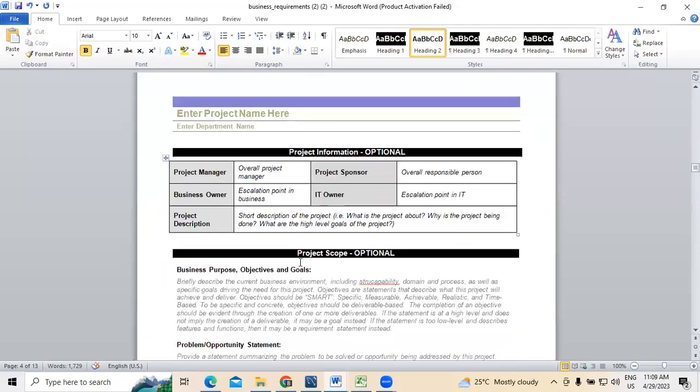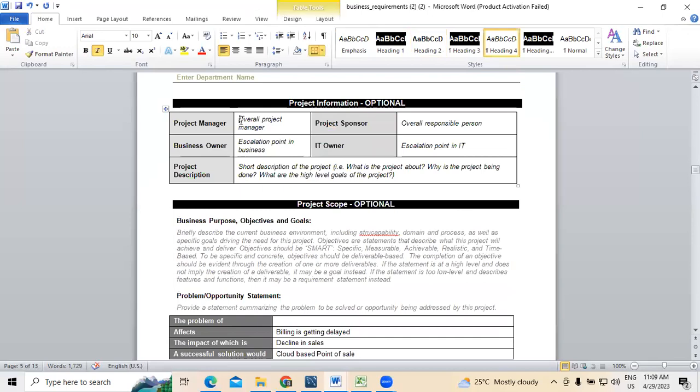After that, here we need to write down the project manager name, right? The name of the project manager who is managing this project, and who is sponsoring the project. Because for every project, there will be a sponsor who has invested some X amount of money. So project sponsor details have to be mentioned equally. At the same time, the business owner, followed by the IT owner, has to be mentioned. Apart from that, here we need to write down the description of the project, what exactly this project is all about and what the high level goals we want to achieve are.